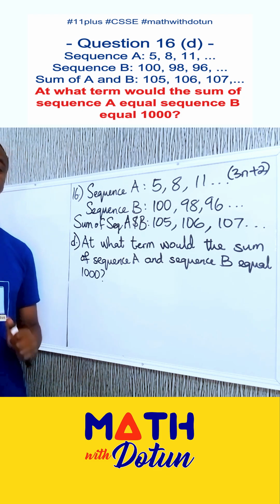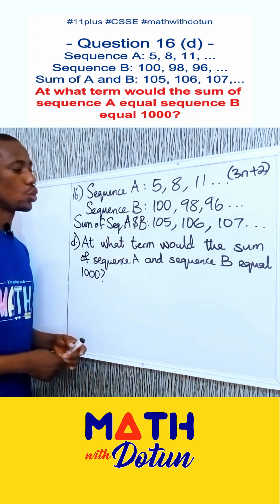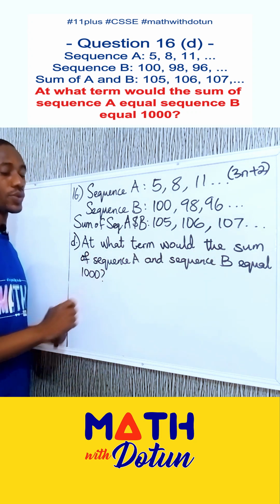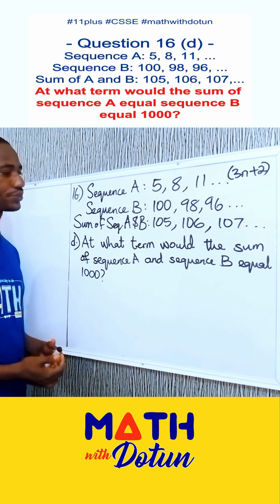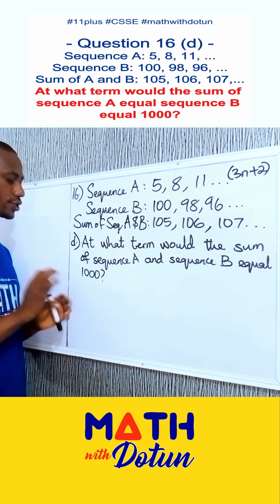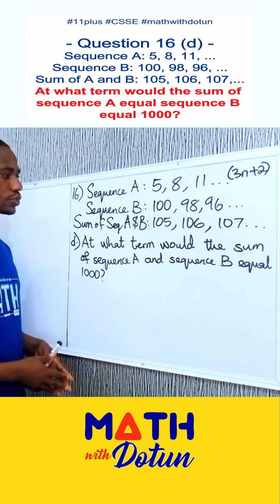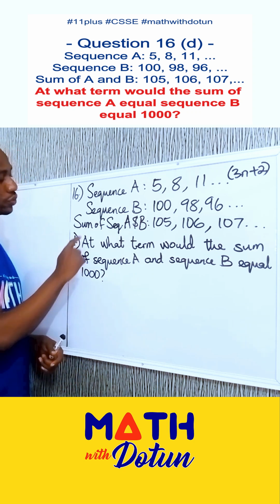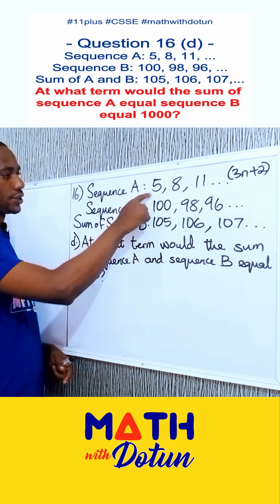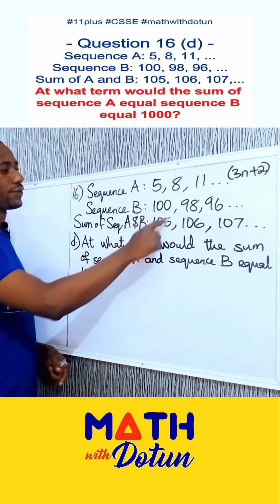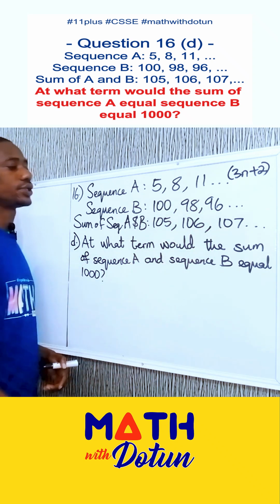All right, this is the last question in number 16. We are asked, at what term would the sum of sequence A and sequence B equal 1,000? In the question we've been given the sum of sequence A and B as 105. You can see 5 plus 100 is 105, 8 plus 98 is 106, 11 plus 96 is 107.